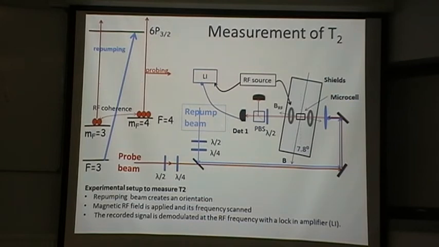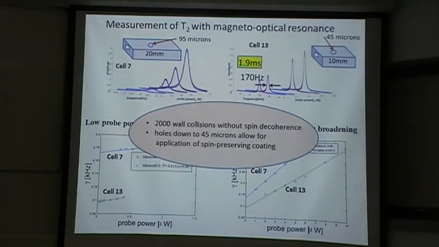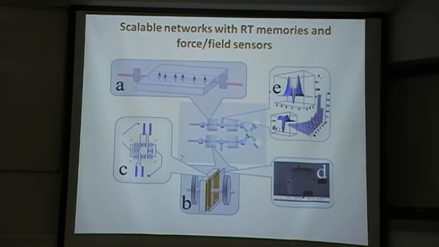So we measure the T2 times, and we get the magneto-optical resonance width of 170 Hz, which basically corresponds to 2 milliseconds lifetime. So in this system, we have a chance to have the gate time of maybe 10 microseconds and the lifetime of entanglement or whatnot approaching several milliseconds. So that's the ratio of the memory to the gate exceeding 100. That should allow you, in principle, on paper, to build an efficient quantum repeater. Yeah. So this is the work in progress.